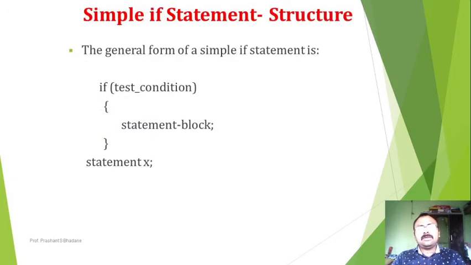Simple if statement structure. The general form of the simple if statement is: if, in brackets, test_condition, then the statement block, then statement X. If the condition is true, then the statement block, or if block, is executed. If the condition is false, there is no need to execute the statement block, and it goes directly to statement X.